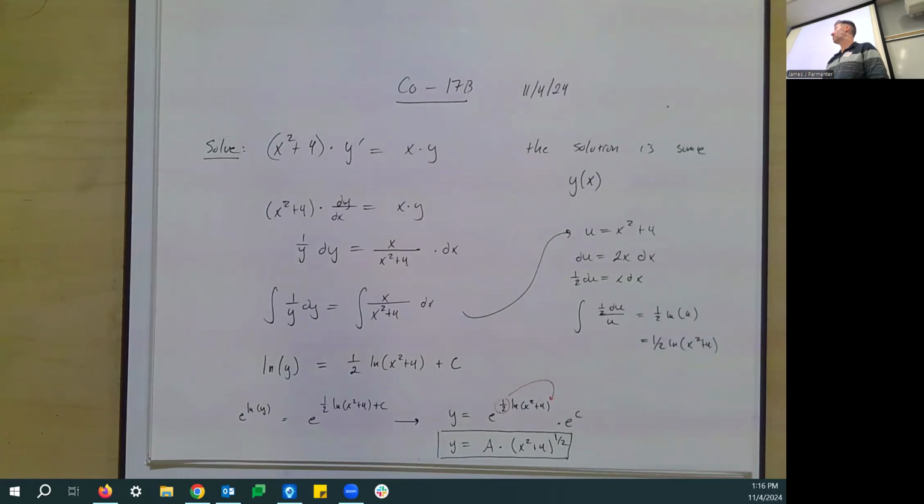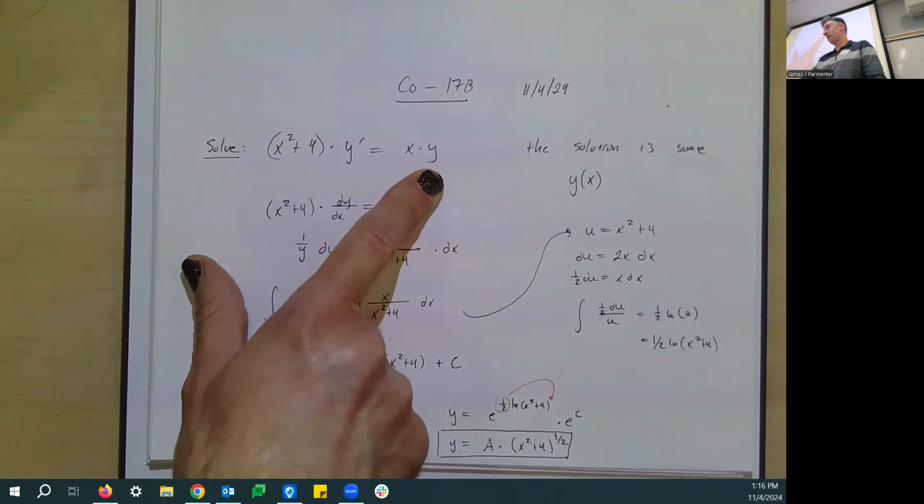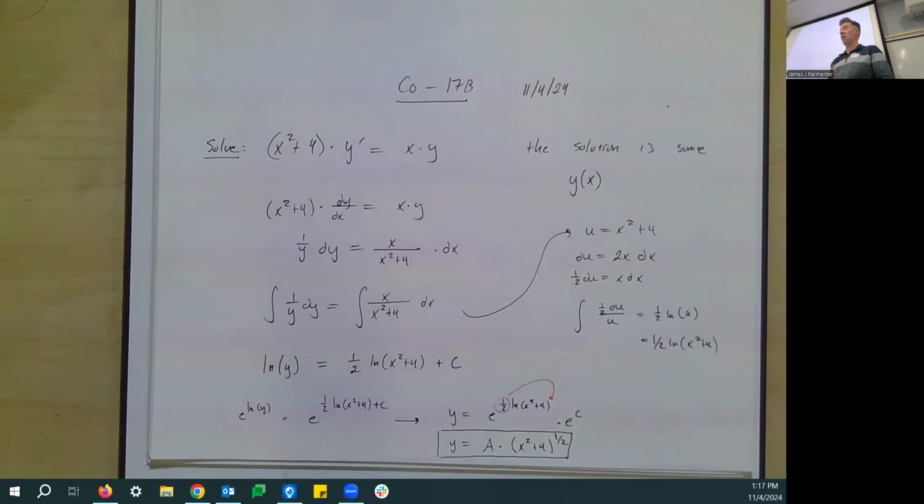And not that you ever should need to check, but if we needed to check, we could take the derivative of that, plug it in there, take the original function, plug it in there, multiply out both sides, and see that they are indeed actually equal to each other.